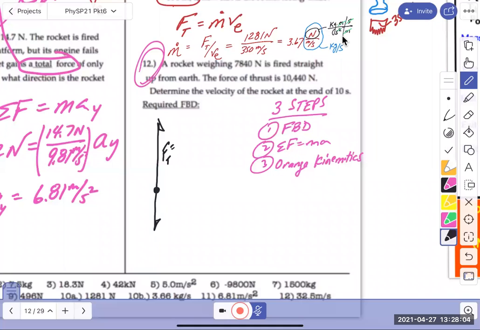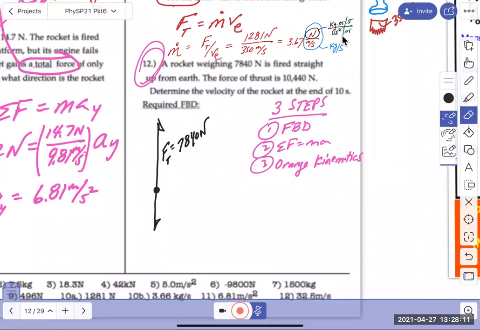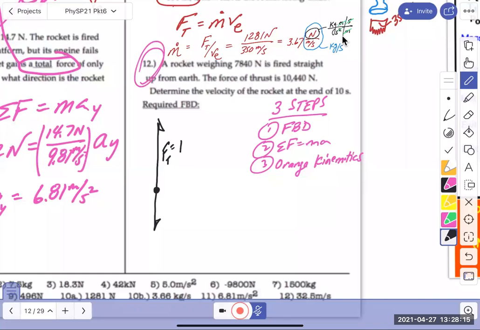So force of thrust is 7840. No, I got it wrong. Force of thrust is 10,440. And the weight is, that's 800 kilograms. That's a huge, like a small car being lifted off the ground. Okay, so there's our check. We did our FBD. Now we do summation of force equals mass times acceleration.